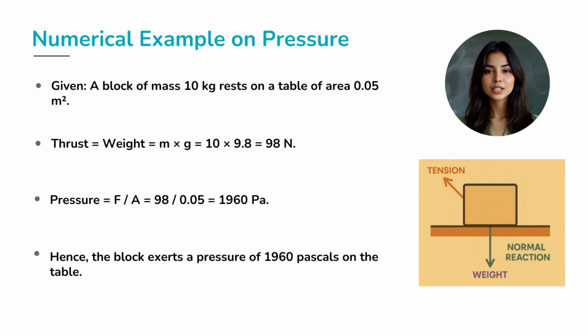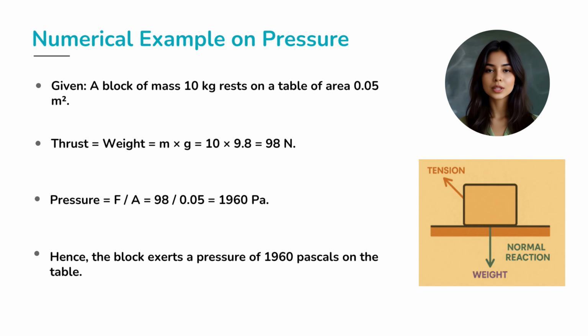Now let's apply these ideas in a simple calculation. Suppose we place a block of mass 10 kilograms on a table. The surface area in contact with the table is 0.05 square meters. First, we find the thrust, which equals weight. So, thrust equals m times g equals 10 times 9.8 equals 98 newtons. Next, using P equals F divided by A, we calculate pressure equals 98 divided by 0.05, which equals 1960 pascals.